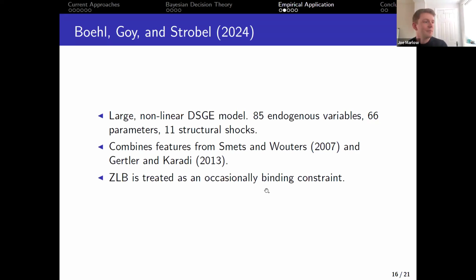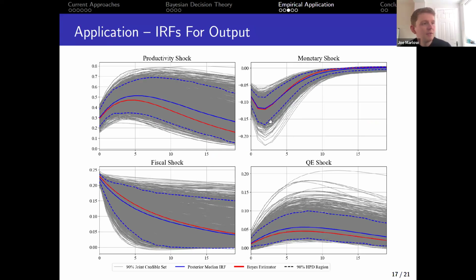So the first one is to do with the pointwise comparison. So the blue lines here are the pointwise approaches, so the standard approaches in the literature. So the solid blue line is the posterior median impulse response. So this is the one which is the most popular in the literature.